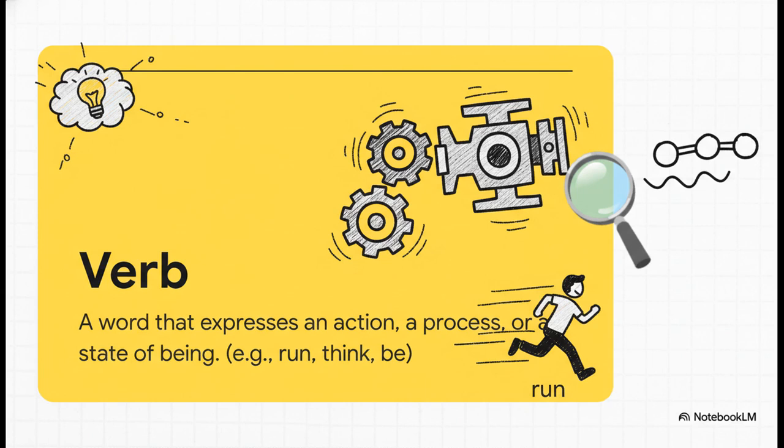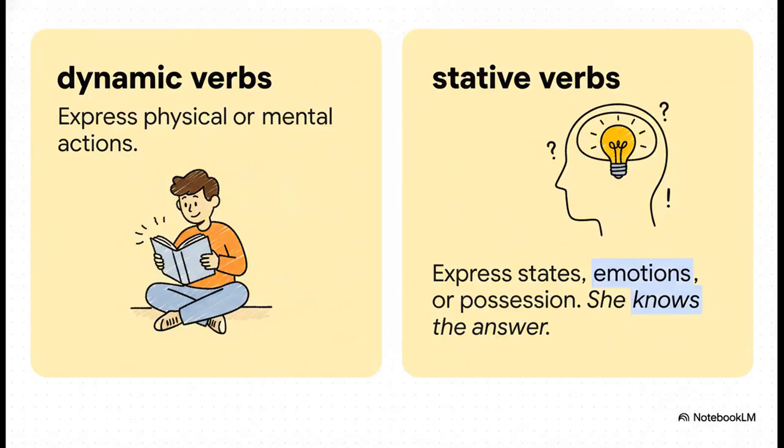So if the noun is our what, then the verb is the what's happening. This is the engine of the sentence. It can be a physical action like run, a mental process like think, or just a simple state of being. The bottom line is, without a verb, your sentence is going absolutely nowhere. And this is a really key point. Not all verbs are about running and jumping around.